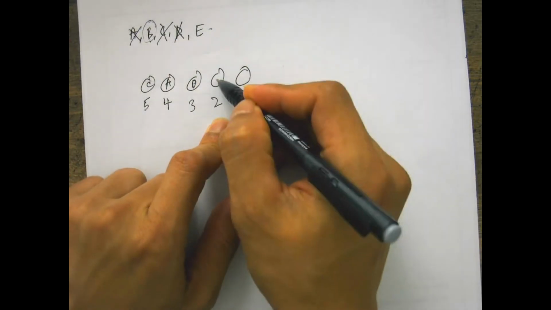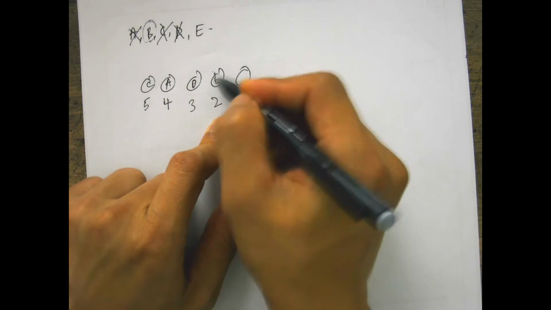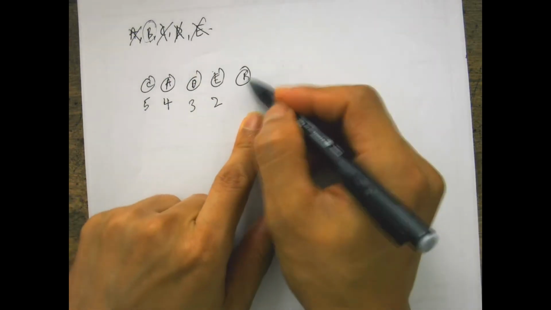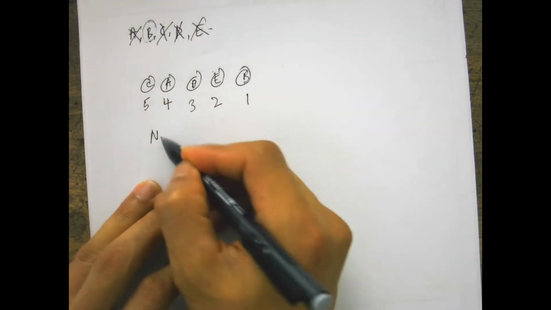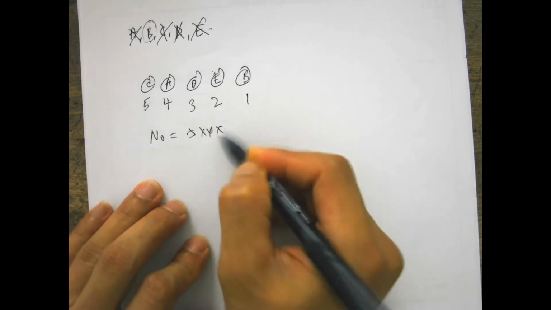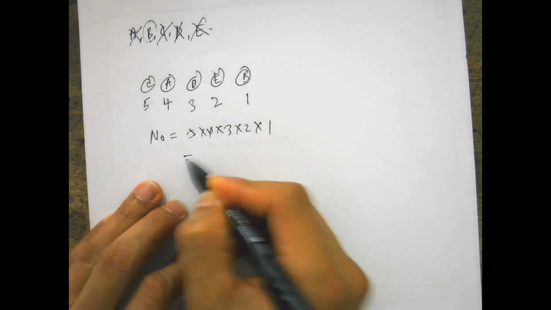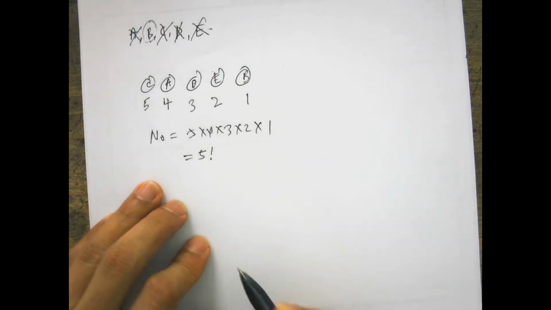Alright, so let's say I put E here, and lastly I have no choice but to put B here, so only one option. So the number of ways to arrange them in a row is 5 by 4 by 3 by 2 by 1. We call this 5 factorial.